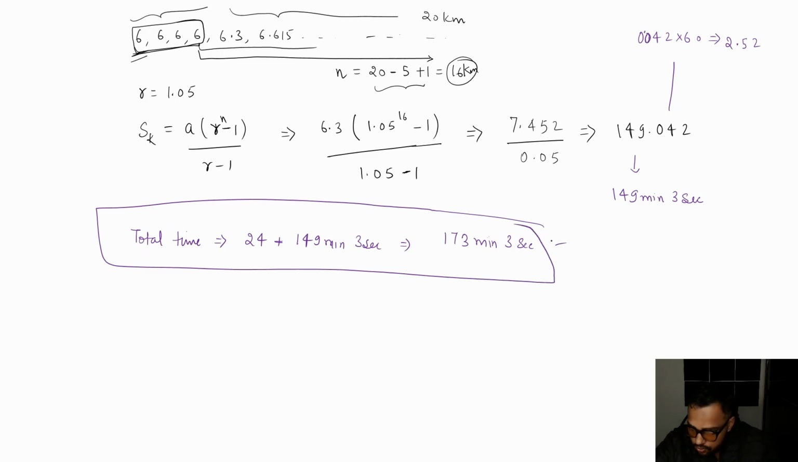So this is how we need to solve this question, students. So this was our last problem.